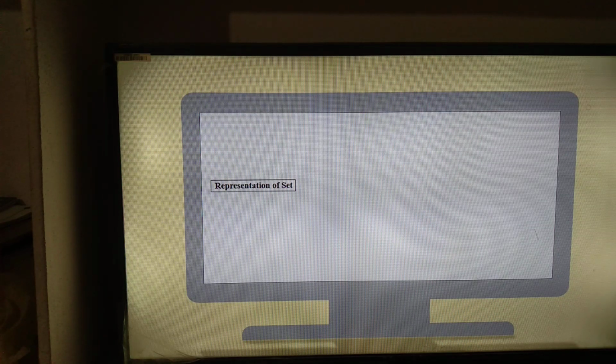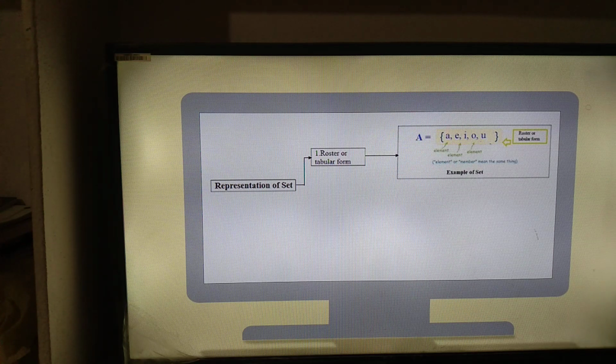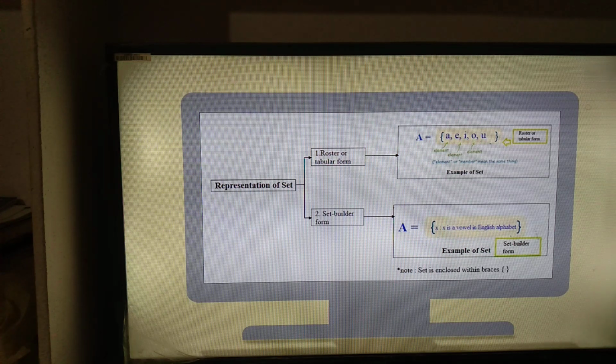let us learn representation of a set. Actually, we have two ways to represent a set. The first one is roster or tabular form. You can see in roster form, the elements of a set are written within curly braces and the elements or members of the set are separated by commas, right? Now the second one is set builder form. In this, we define a set by using its common property.